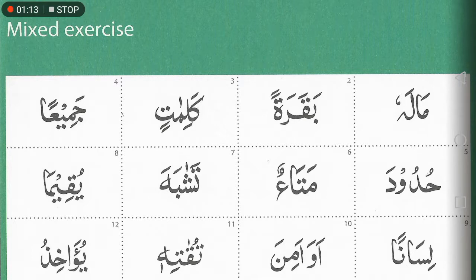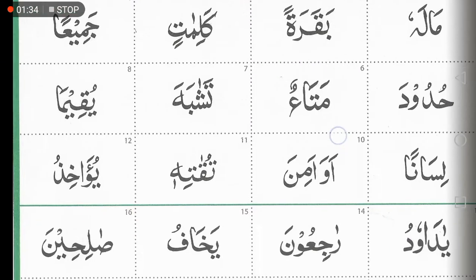So box number 2, you've got ba, qaf, ra, and ta. The ba has a fatha, so it's ba. Qaf has a fatha, so it's qa. Baqa. Ra has a fatha, which is ra. Baqara. Ta has a fathatayn, double fatha, so it's tan. Baqaratan. Yeah.